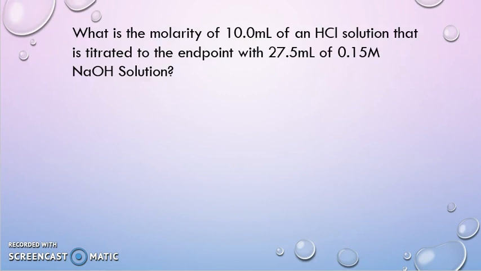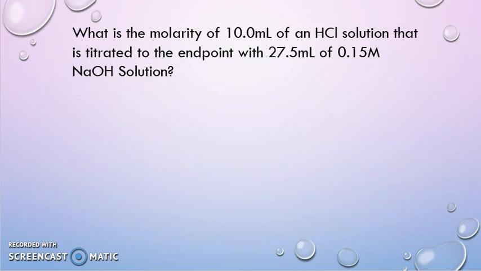So here's a sample problem. What is the molarity? That's the big indicator that this is going to be a titration problem. What is the molarity of 10 milliliters of an HCl solution that is titrated to the end point with 27.5 milliliters of 0.15 molar NaOH solution? Boy, is that a mouthful.